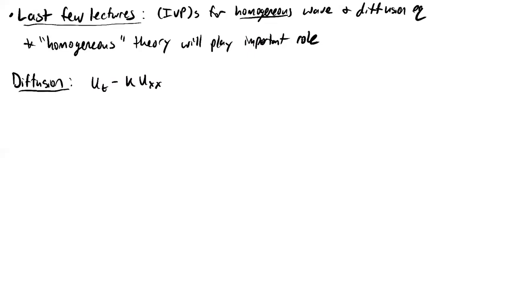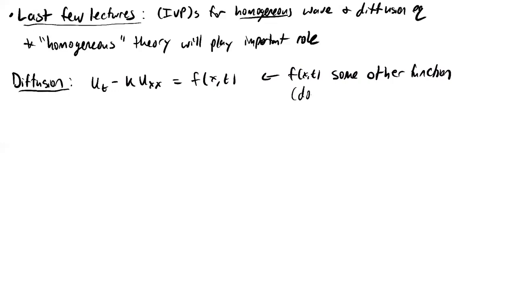Before, we were looking at this equation when we have 0 on the right-hand side, which is the homogeneous equation. Now we're going to look at the situation where we have some other function f of x and t, which in particular will not depend on u. So it can be an arbitrary function of x and t as long as it doesn't depend on u, whatever u is.